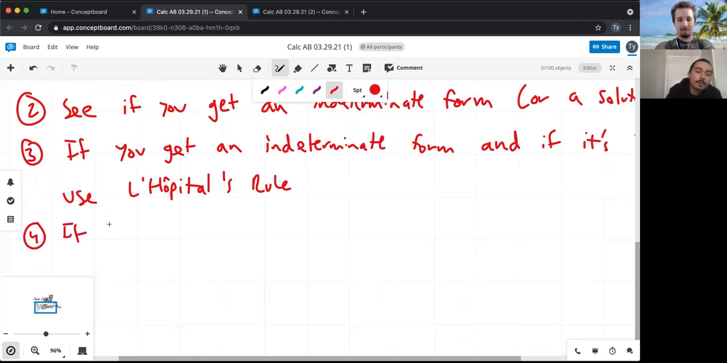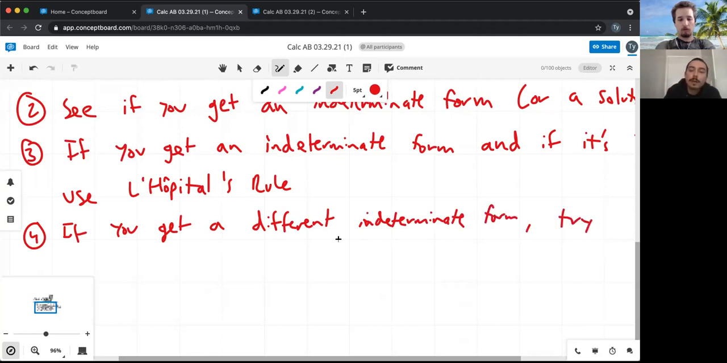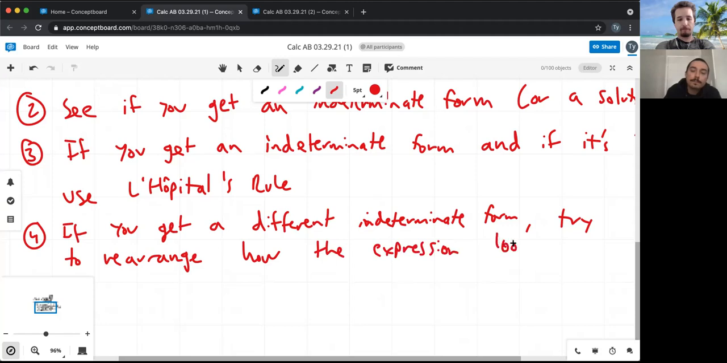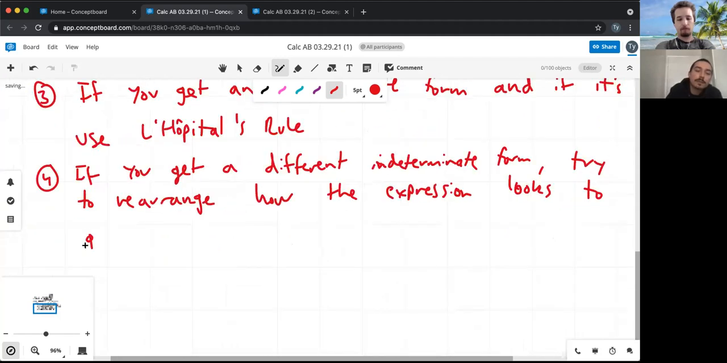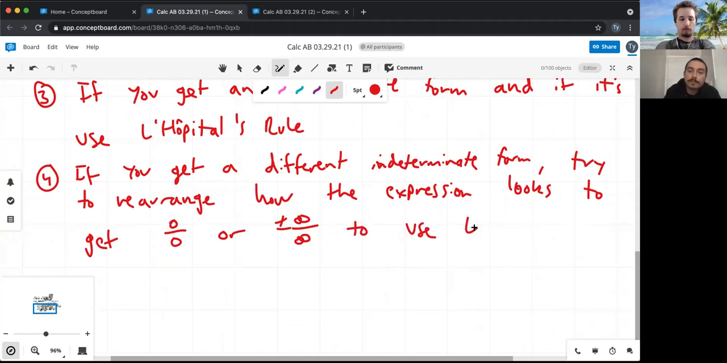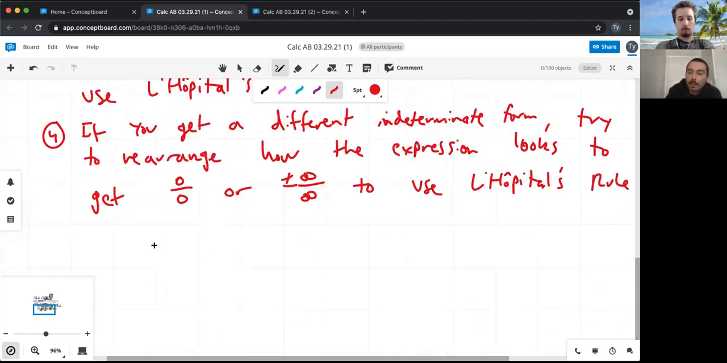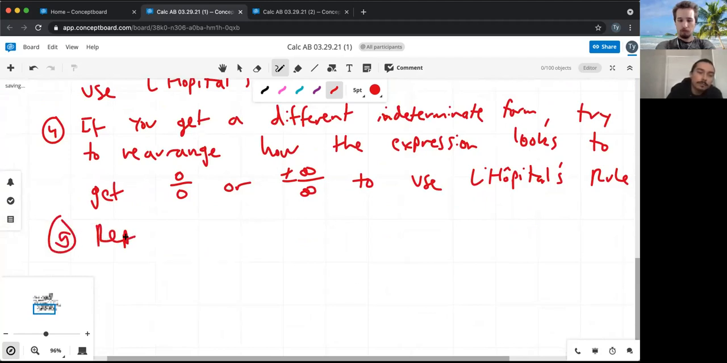So if you get a different indeterminate form, try to rearrange how the expression looks, to then get a form 0/0 or plus or minus infinity over infinity, and then use L'Hopital's rule. And then step 5, repeat if you need to.